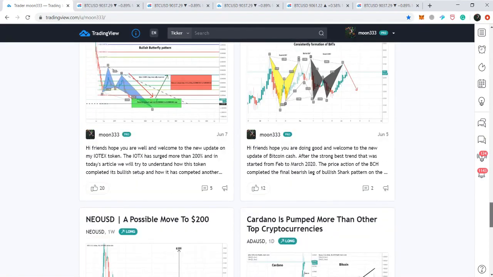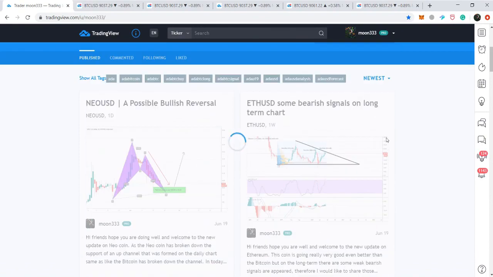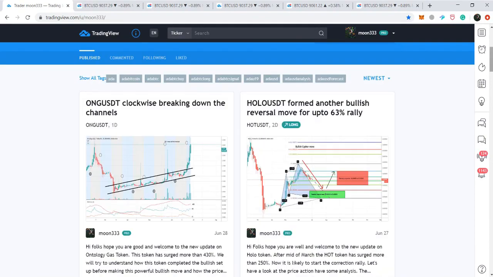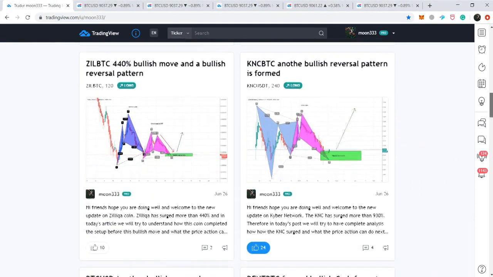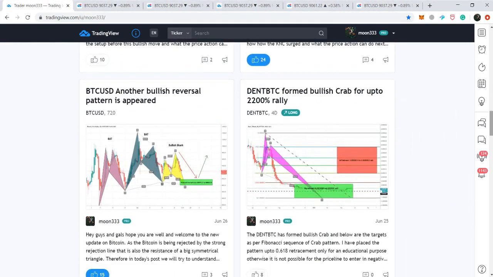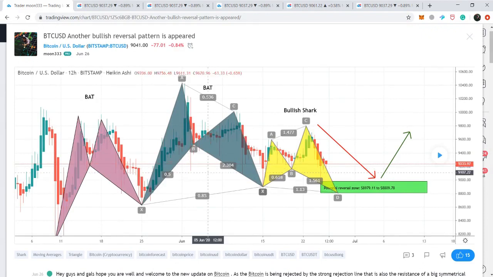Now, if I take you back to my previous article and the chart patterns that I shared with you in my previous video as well, the price action completed the formation of a bullish Shark pattern. At that time, it was completing the formation of the bullish Shark pattern, and this was the previous Bat pattern. After entering the potential reversal zone, the price action took a bullish divergence, and after reaching almost $9,800, the price action dropped down again.